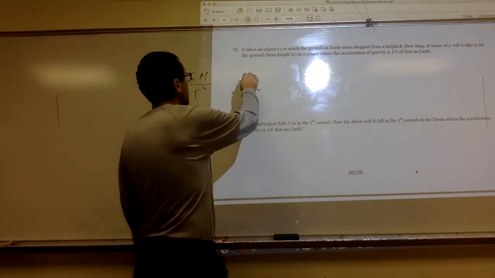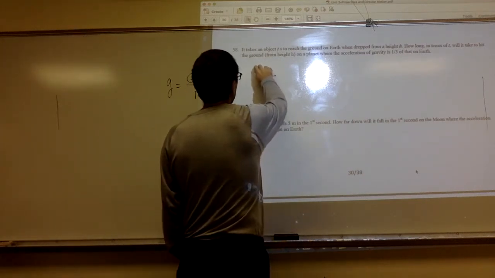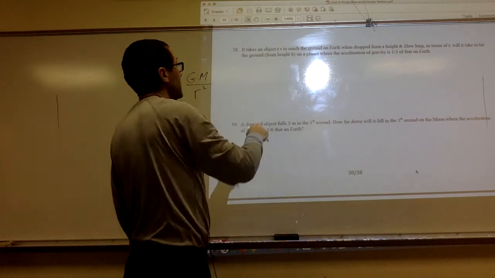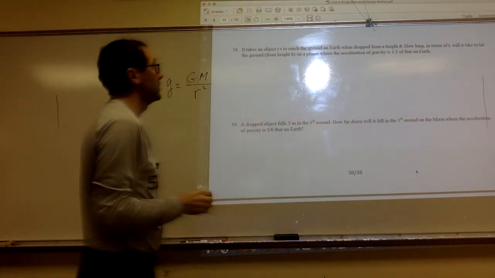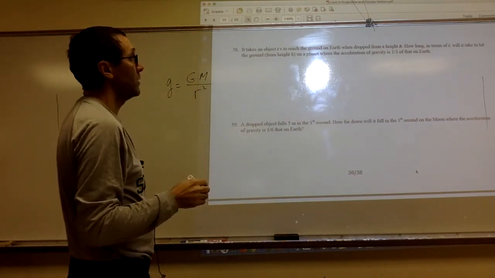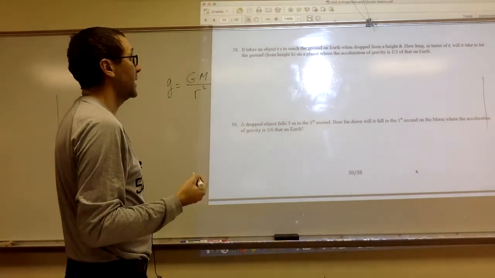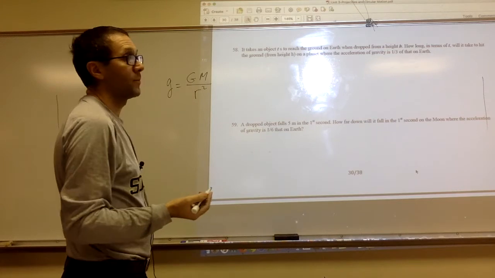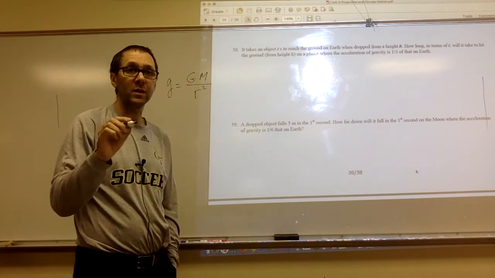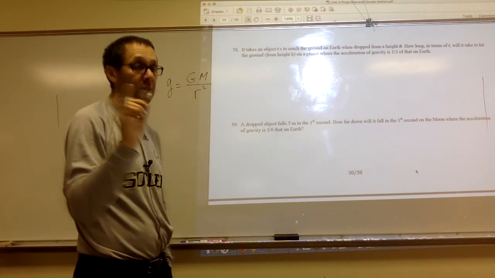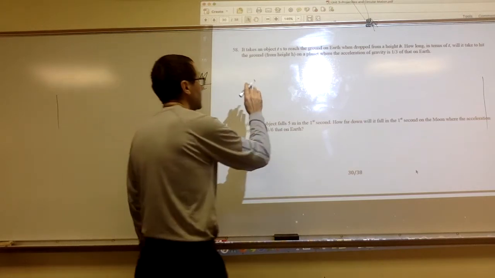Okay, this one is a little tricky. It takes an object t seconds to reach the ground on Earth when dropped from a height h. How long, in terms of t, will it take to hit the ground from the same height on a planet where the acceleration of gravity is 1/3? Now keep in mind that the time has a square, right? So it's not direct. So this is what I would do here.